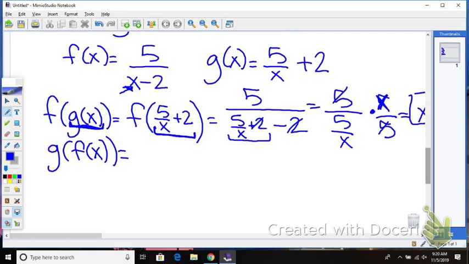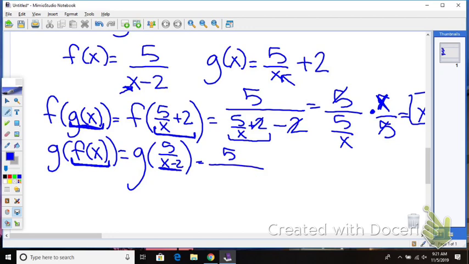So we're going to work from the inside out. What am I going to replace this underlined part with? 5 over x minus 2. So I have g of 5 over x minus 2. So now this is my input for this x right here. So I have 5 over my input, 5 over x minus 2, and then I've got a plus 2, because this is a plus 2 here.